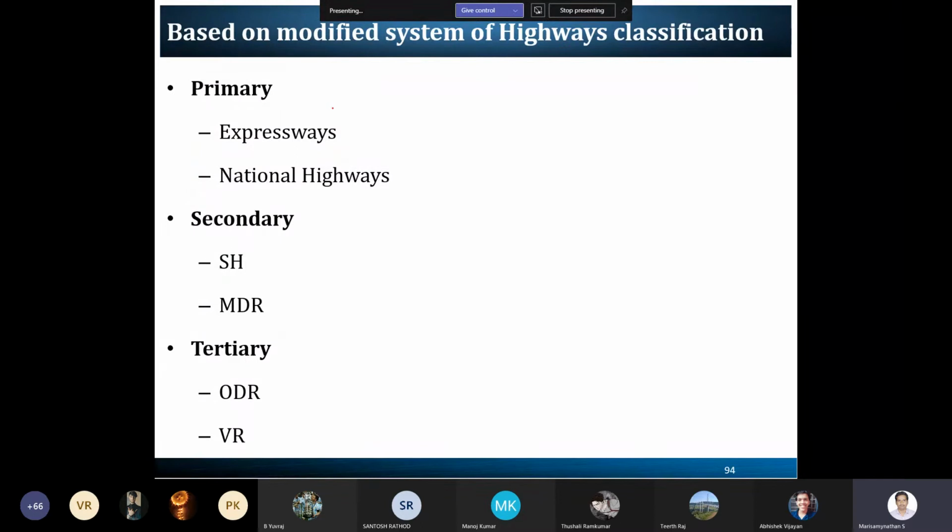In the meanwhile, we have seen the third plan. They have defined the classification with respect to three criteria: primary, secondary and tertiary. Under the primary, the new facilities were introduced, which are nothing but expressway and the national highways. So these two come under the primary. Maybe these two we can also assume come under the central government facilities.